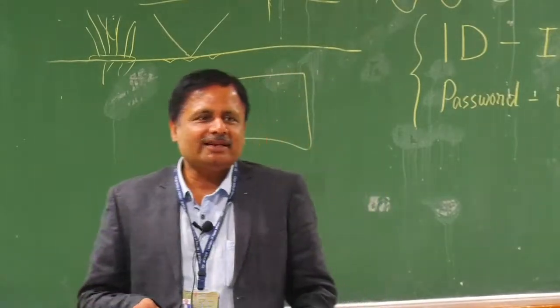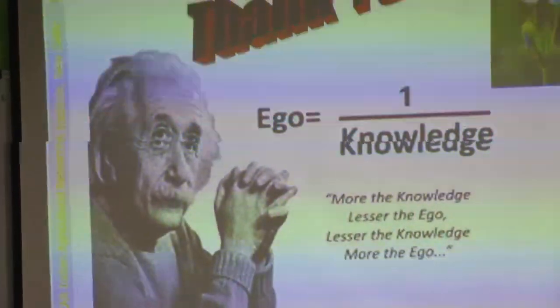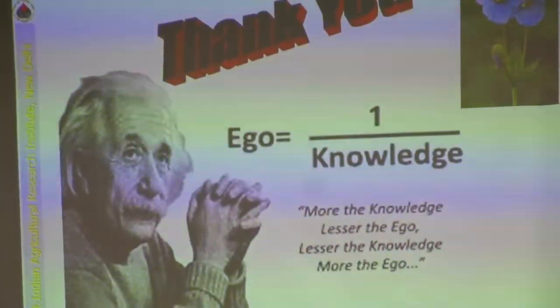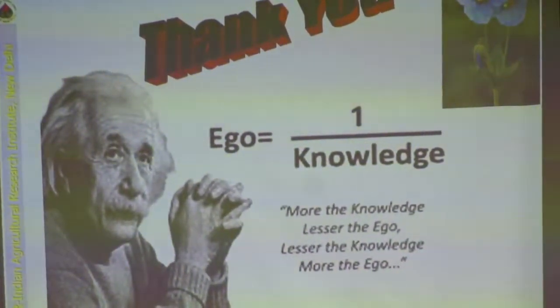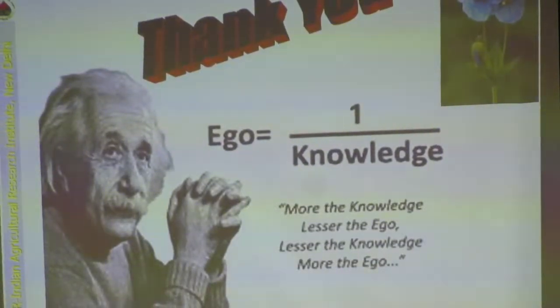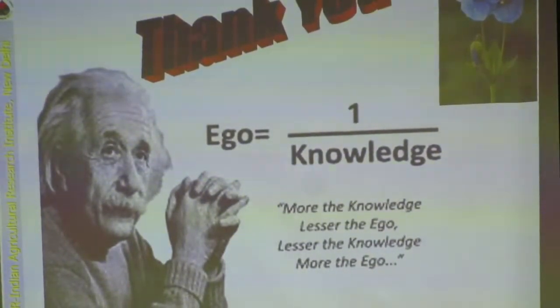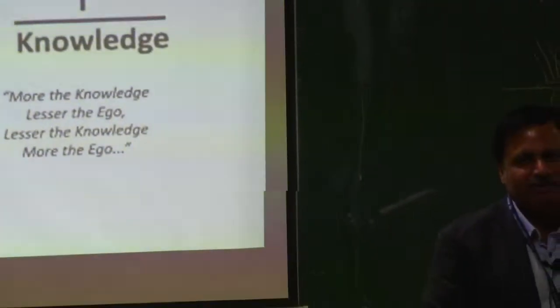So the last slide I want to say is that ego is equal to 1 by knowledge. So whenever you want to mix with people, try to learn, then your learning will be very fast. अगर आपके पास कोई knowledge है उसको share करते रहिए. Share करने से knowledge बढ़ता है. So that is what ego is equal to 1 by knowledge.